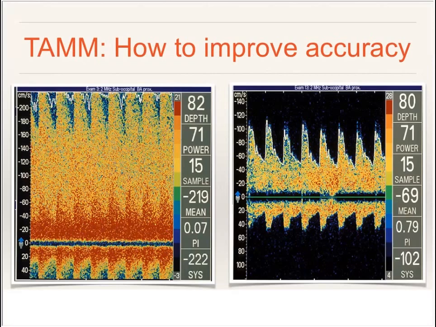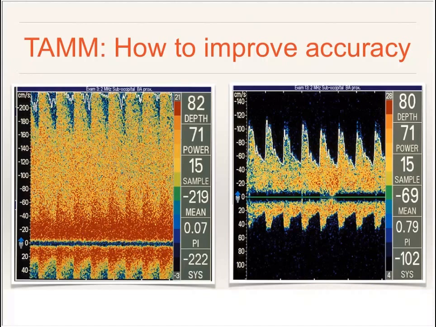Now, how do you improve your accuracy? Well, you can do a few things. You can see that the waveform on the right, that the background noise is very low, so the gain has probably been turned down so low that we would actually be missing information that could be used to calculate the TAM. On the left-hand side, you can see there's a lot of baseline clutter, which could be another vessel or it could be turbulence. And the top of the waveform is actually cut off so that the envelope follower simply is confused and cannot track the waveform adequately.